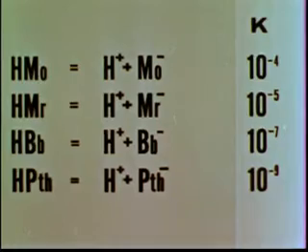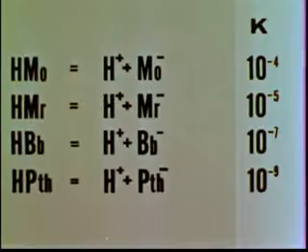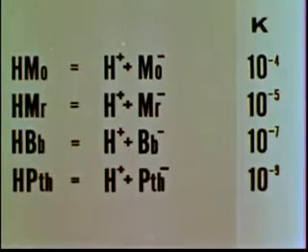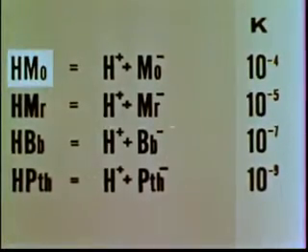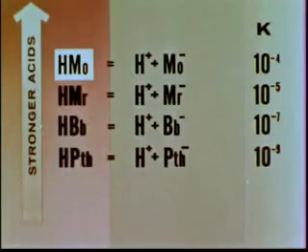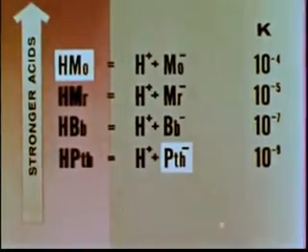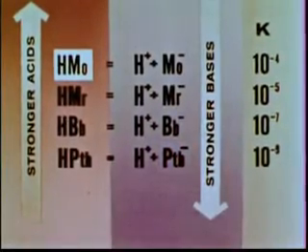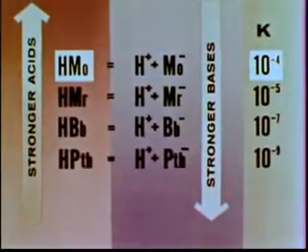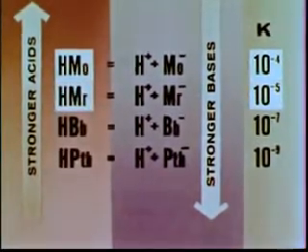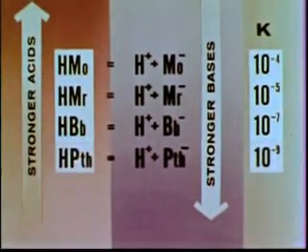Now that we know the ionization constants of several acid-base indicators, let's consider some uses of our knowledge. We can compare all our indicators. The strongest acid, HMO, is at the top of the left column. And the strongest base, PTH-, is at the bottom of the right column. Thus, the strongest acid is methyl orange. Next comes methyl red, then bromothiamyl blue, and phenolphthalein.